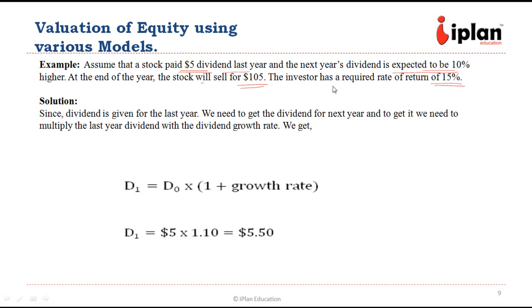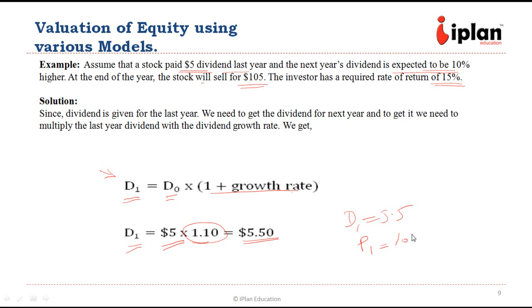Next year's dividend, which is represented by D1, is D0 into 1 plus growth rate. We already know that dividend is going to be 10% higher than the last year's dividend, which was $5. So the next year's dividend is $5.5. Now D1 is known, 5.5. The price at the end of next year is already known, which is 105.